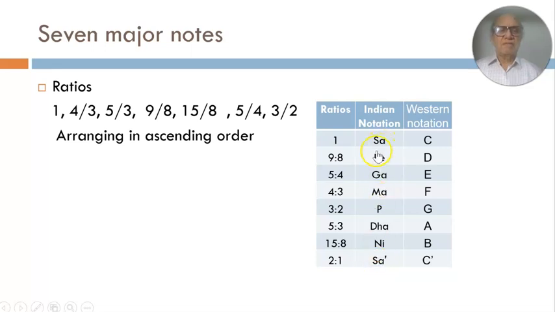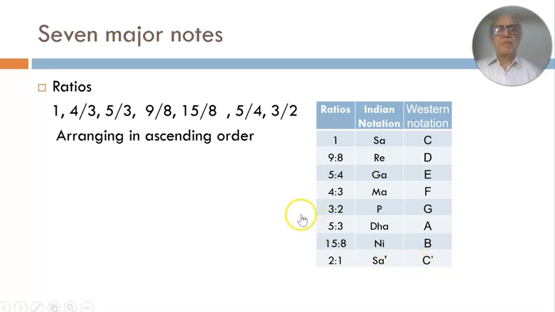Now again remember that Indian notation is relative, so this Sa could be anywhere, whereas Western notation is fixed. So assuming that this corresponds to the C major scale, the corresponding Western notes can be written like this. So C, D, E, F, G, A, B and the upper C.